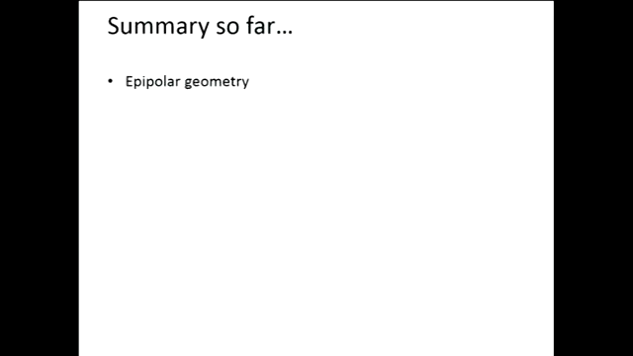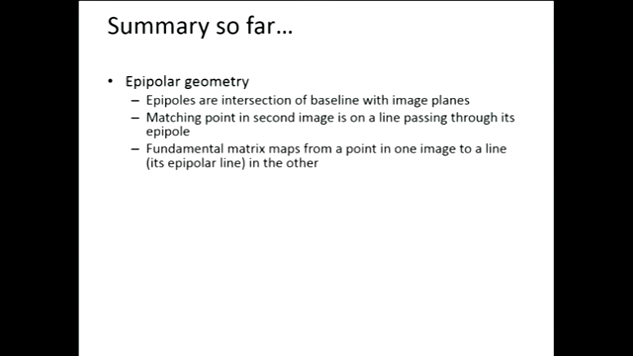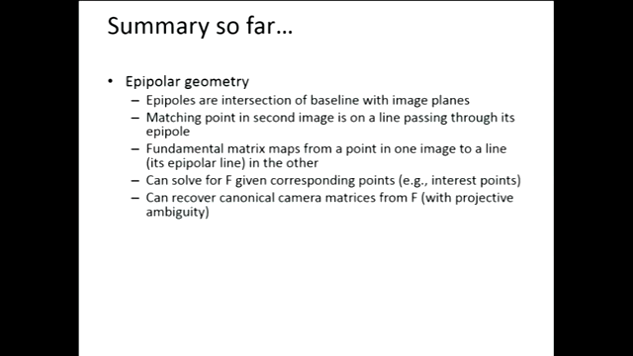All right, so far we've talked about epipolar geometry, and the summary is that the epipoles are the intersections of baselines with the image planes. The matching point in the second image is on a line that passes through its epipole, and likewise for the first image. We encode the relationship between the two cameras with a fundamental matrix or with an essential matrix, which maps from a point in one image to a line in the other image. And we can solve for the fundamental matrix given the corresponding points. Typically, we would find those corresponding points using interest point detectors. And then given F, we can recover the canonical camera matrices. If we don't know the intrinsics, then that will be with some kind of projective ambiguity.